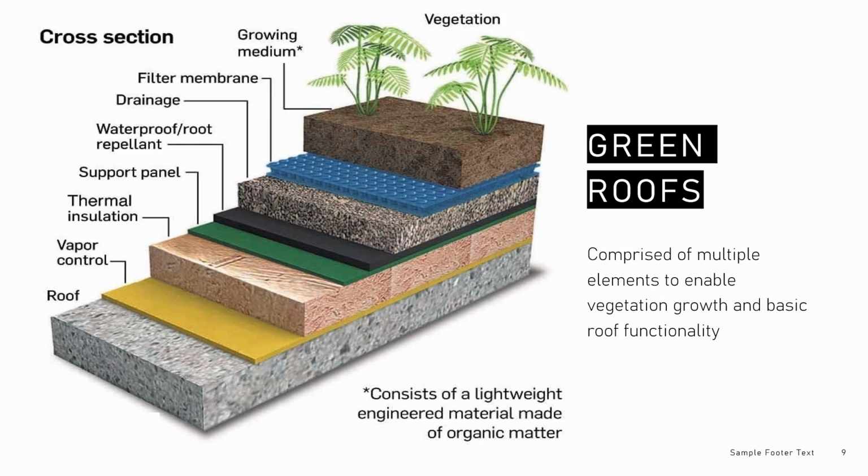A green roof comprises multiple elements to enable vegetation growth and basic functionality. Each layer is described in the diagram below. There are 2 types of green roofing systems: extensive, which contain lightweight vegetation and require little maintenance, or intensive, which consist of heavier vegetation and are high maintenance. Quayside Tower will be a mixture of both.